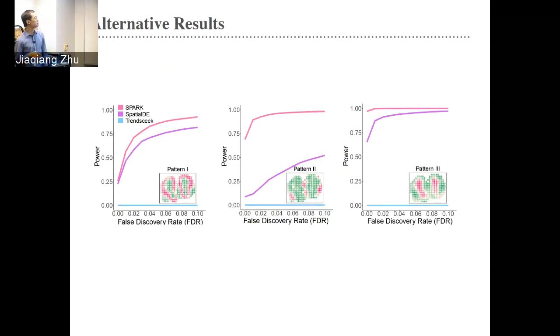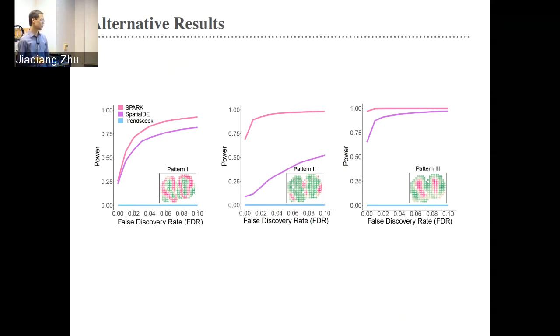In the alternative results, because SpatialDE cannot well control the type 1 error, we use the FDR to compare the powers of different methods. From this power result, we can see that SPARK is always the most powerful method among the three, followed by SpatialDE. And there is almost no power for ChessSeq in this simulation setting. ChessSeq is also a good method, published in Nature Methods.